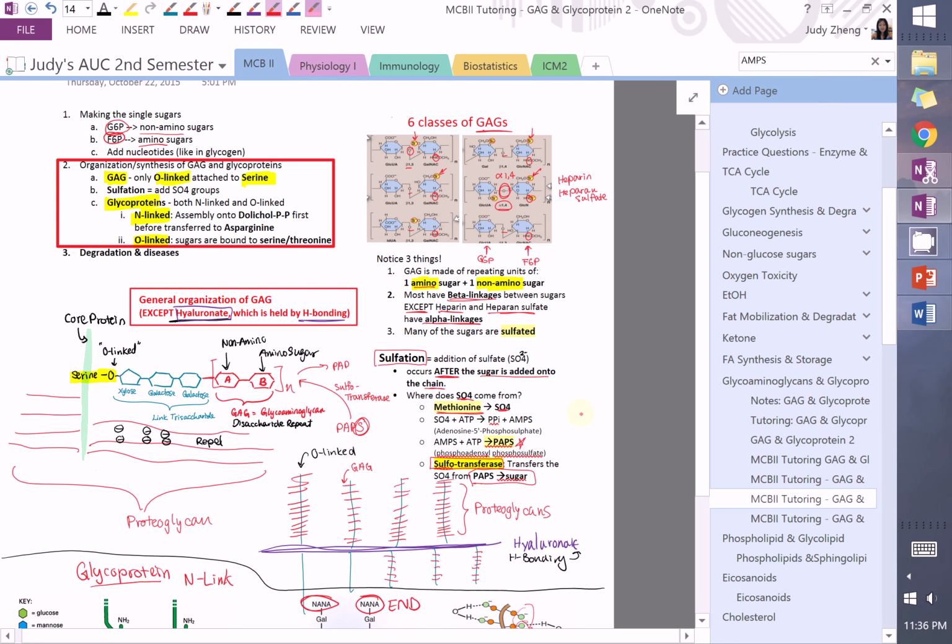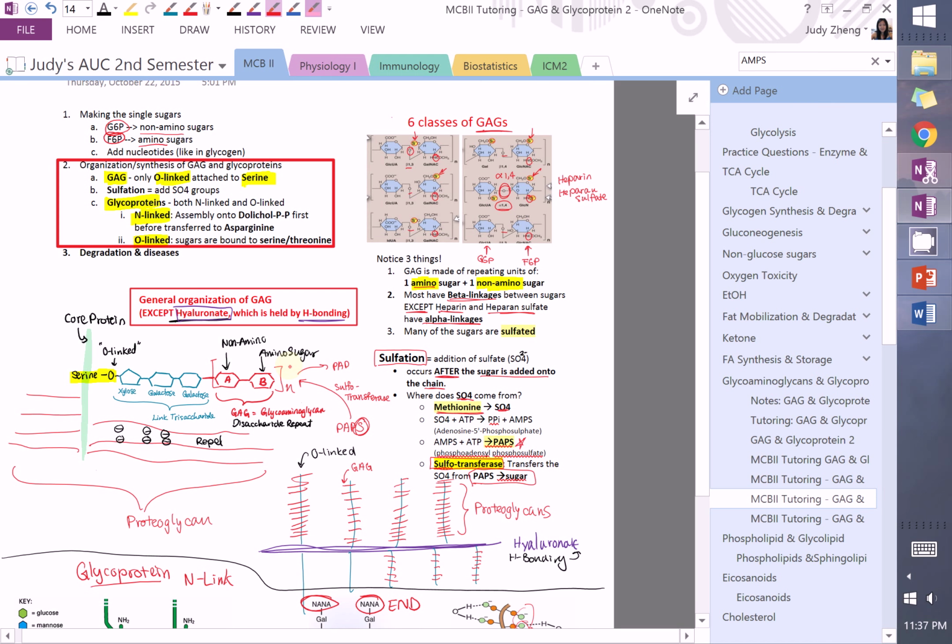Before we even got there, the sugars have to be attached to a nucleotide, and that provides the energy to be added onto the chain.